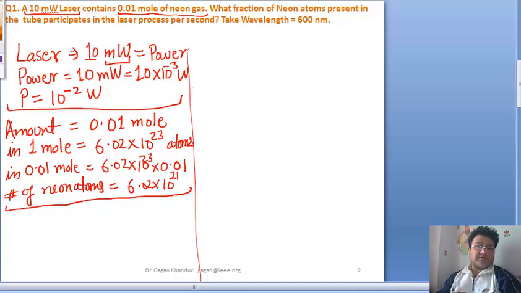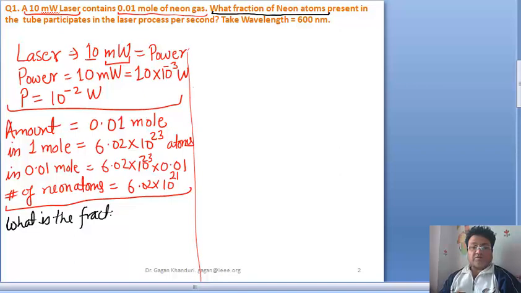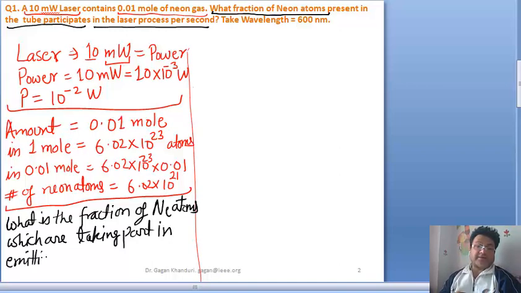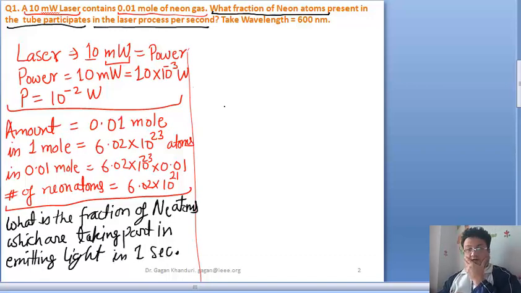Okay, let me change the color. The question is, what fraction of neon atoms? Now it is asking what is the fraction of neon atoms present in the tube that participates in the laser process per second. So it is saying, what is the fraction of neon atoms which are taking part in laser action, meaning emitting light, in 1 second. So this is the third information that we have been given, and the fourth one is take lambda equals 600 nanometers.